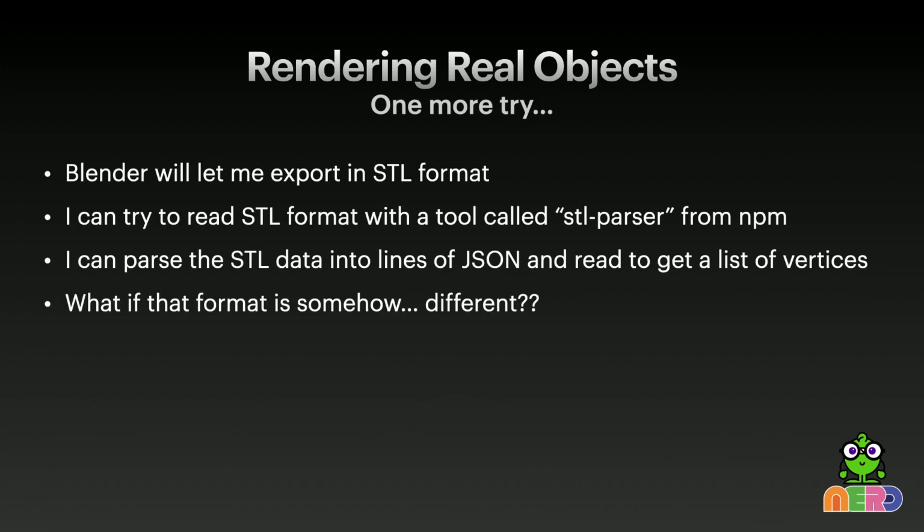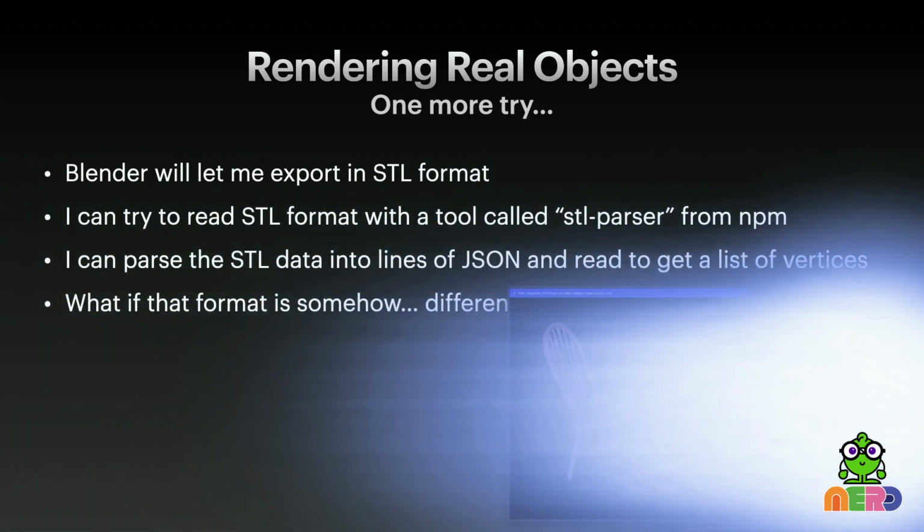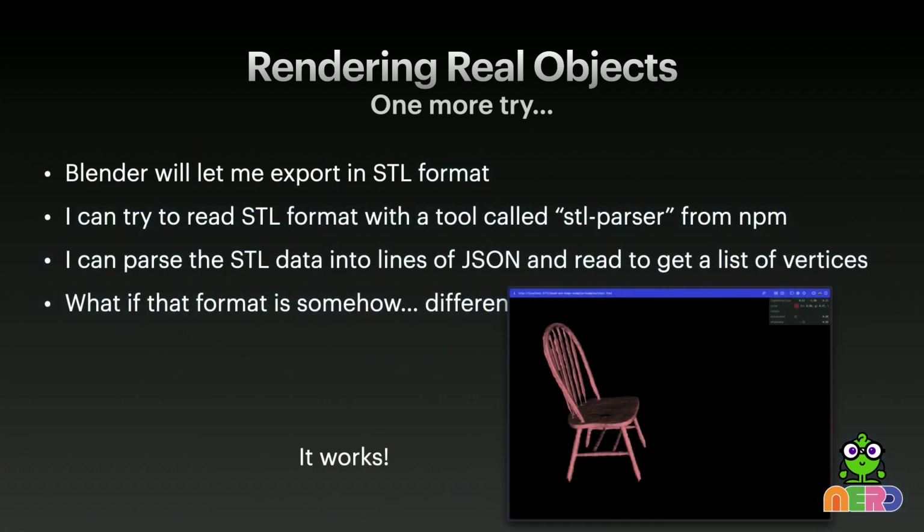So I wondered, what if Blender let me export the chair in this STL format, which is much simpler. It doesn't even try to do this thing with the cells. It's just a list of triangles. That's it. Really simple. But it's also a binary format, so I had to figure out a whole way to parse the thing I just exported. I found a way to basically convert it to JSON and then read the list of vertices. Maybe this would somehow be different. And I got it. Yeah, it works.